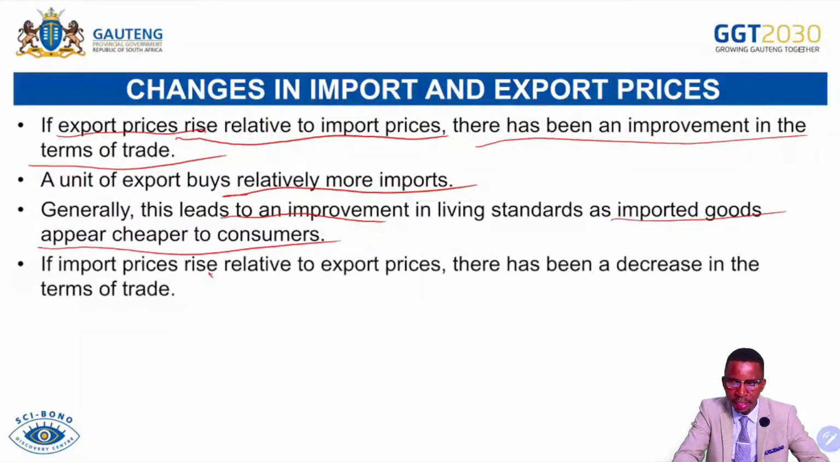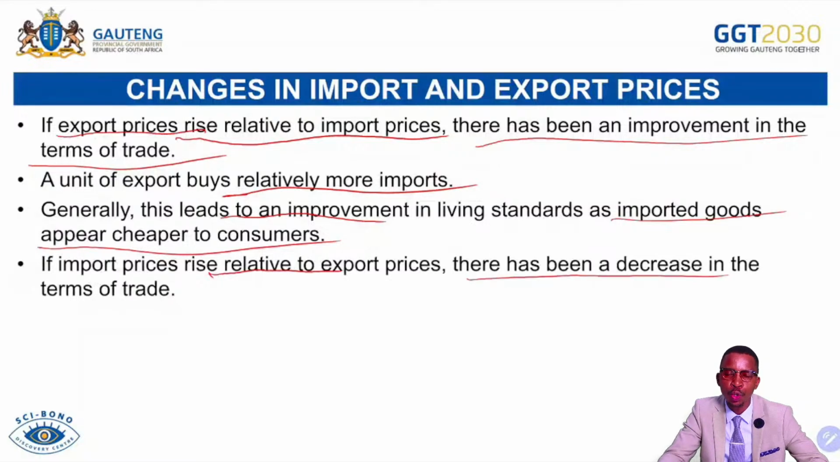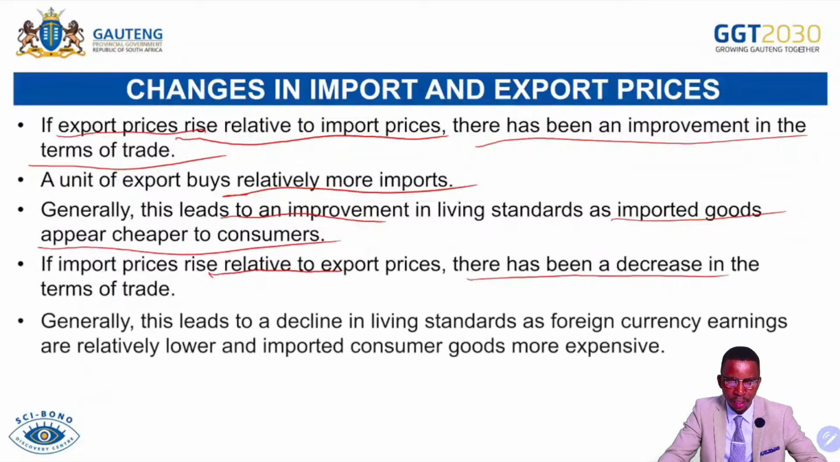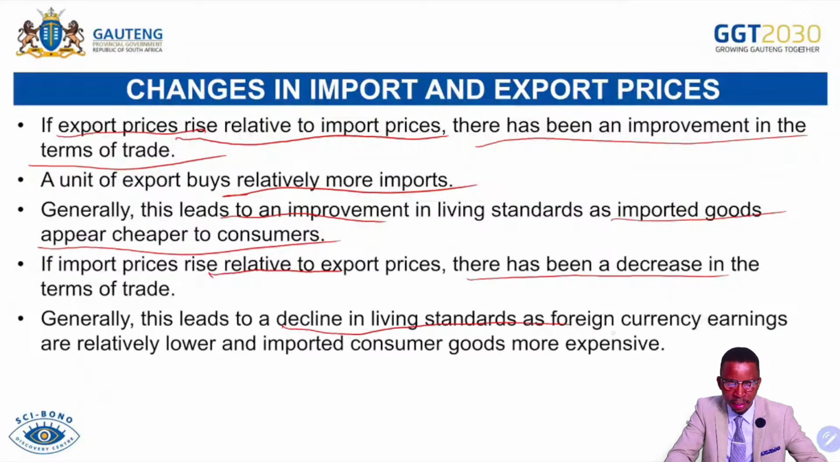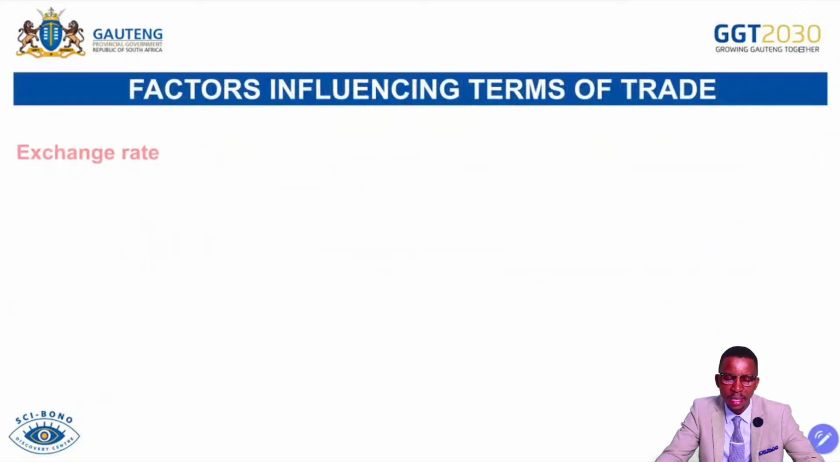If import prices rise relative to export prices, there has been a decrease in the terms of trade. So if imports are increasing faster than exports in terms of pricing, that will decrease terms of trade. Generally, it leads to a decline in living standards as foreign currency earnings are relatively lower and imported consumer goods are more expensive. So as consumers find it expensive, they will not be demanding more imported goods, which will be a welfare loss for them, because if they cannot afford those imports, their living standard will be compromised, since they may have changed their lifestyle to import more goods to improve their standards of living.